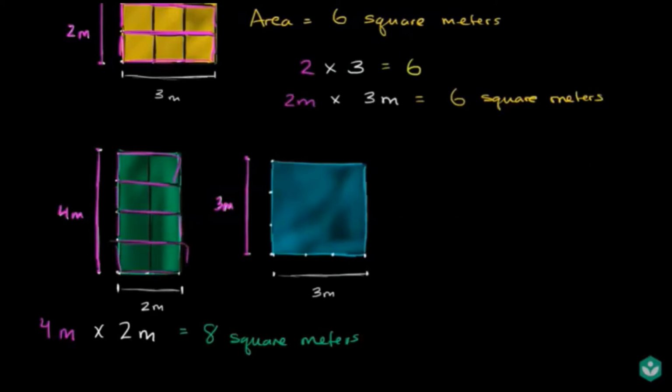Or you could view it as 2 groups of 4. So 1 group of 4 right over here. So you could view this as 2 times 4, and then 2 groups of 4. I'm going to draw it a little bit cleaner.